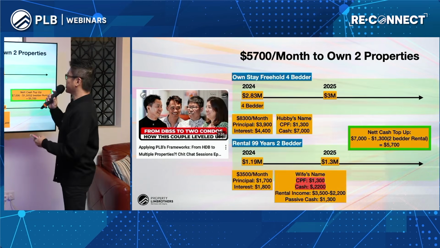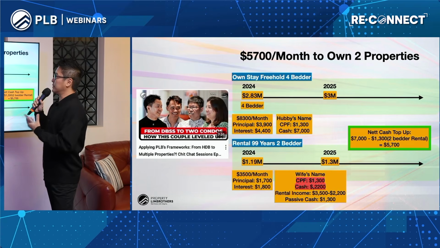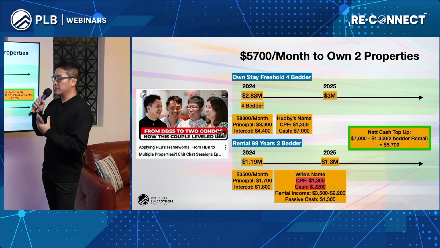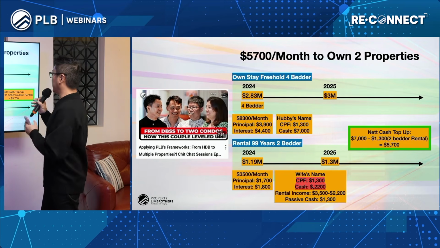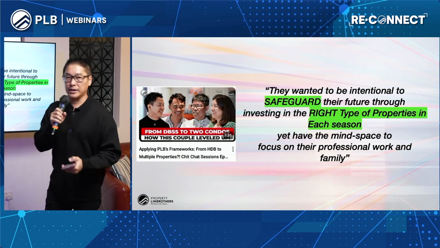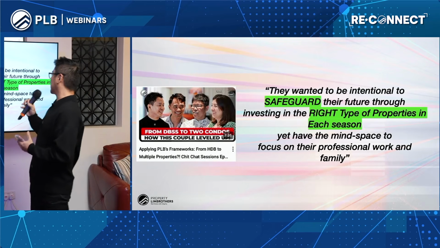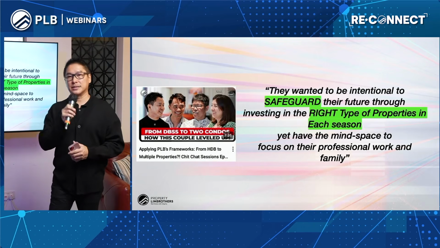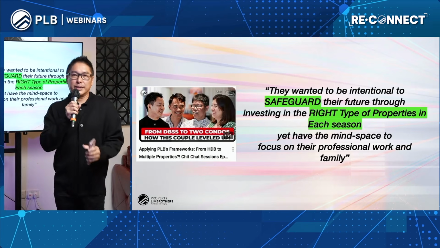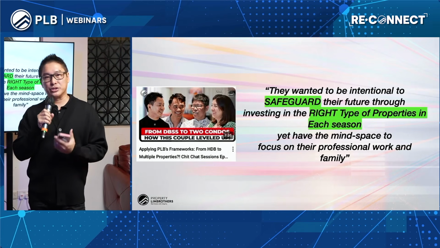Now they are owning 2 properties, with a monthly expenditure of $5,700 a month. They are able to own 2 properties, and both are giving them very good appreciation in property value, and at the same time giving them a safeguard into the future. At the same time, the right property in the right season will also help them in the long run. Through this case study we know that there are a lot of buyers out there who are probably thinking about this journey as well.